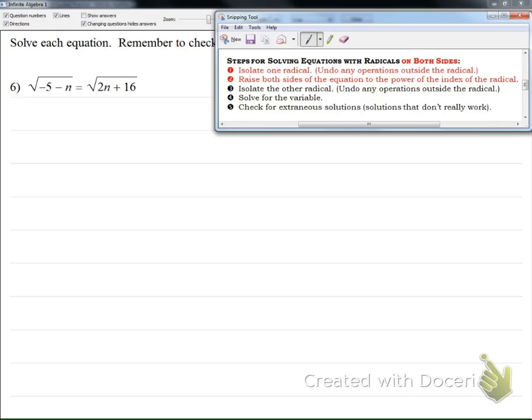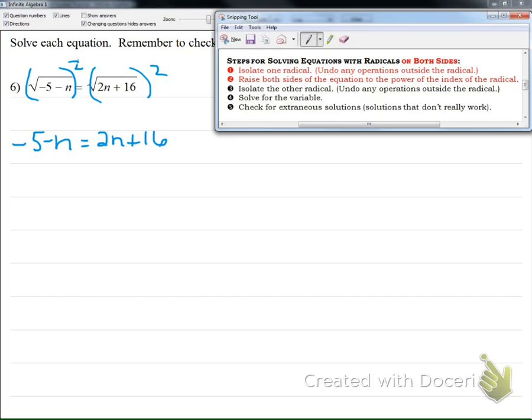So we've got them isolated. Let's square both sides of the equation so that we can eliminate the radicals. Okay, the radicals are eliminated. Now that they're eliminated, take a look at what type of problem you have. Is this linear or is it quadratic?